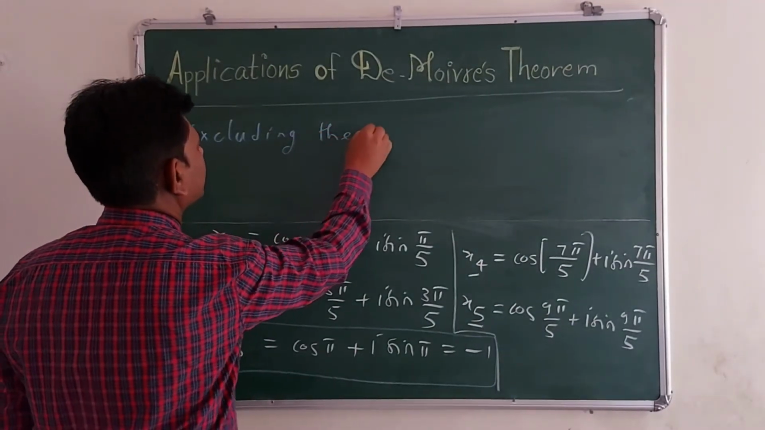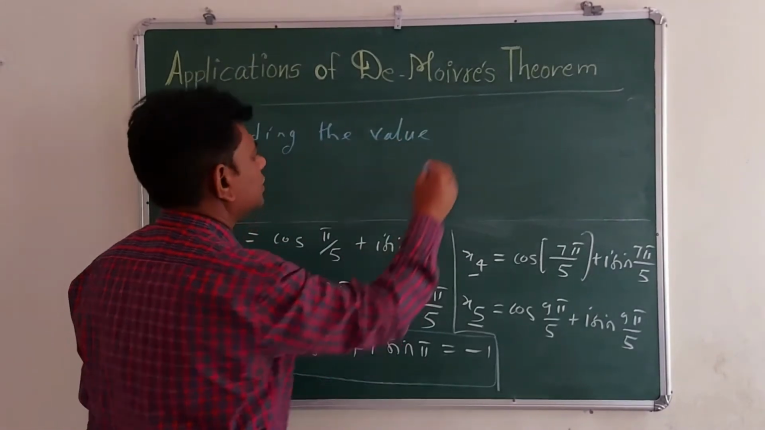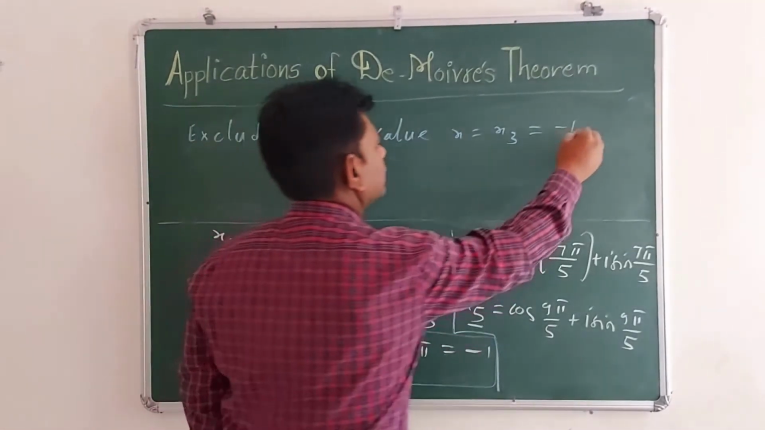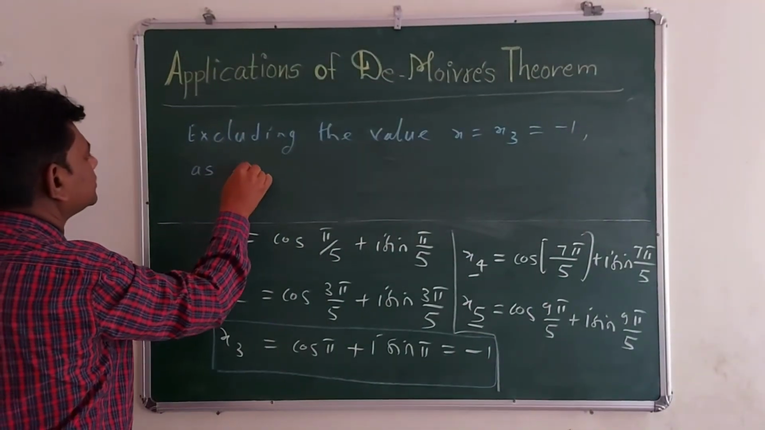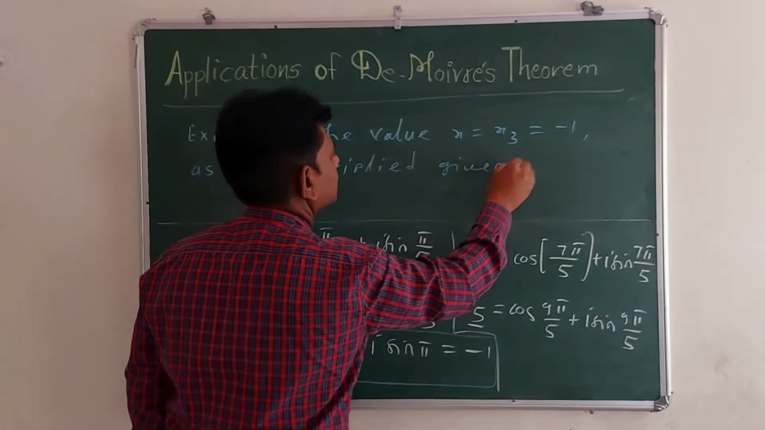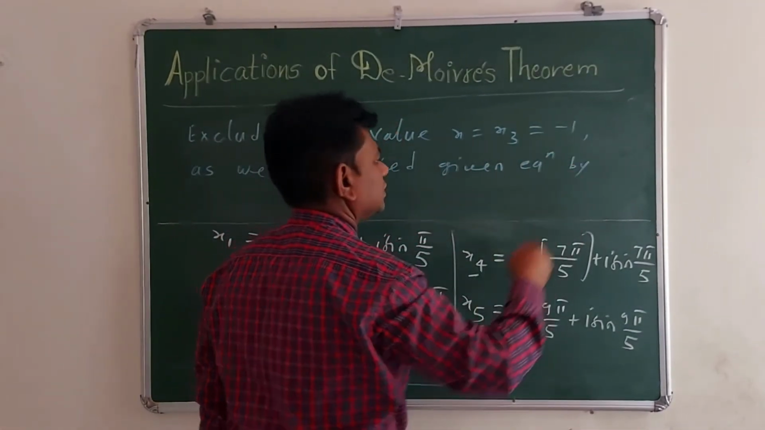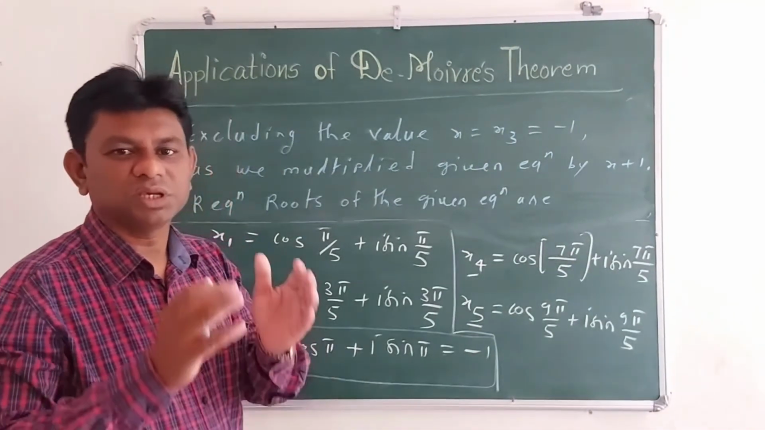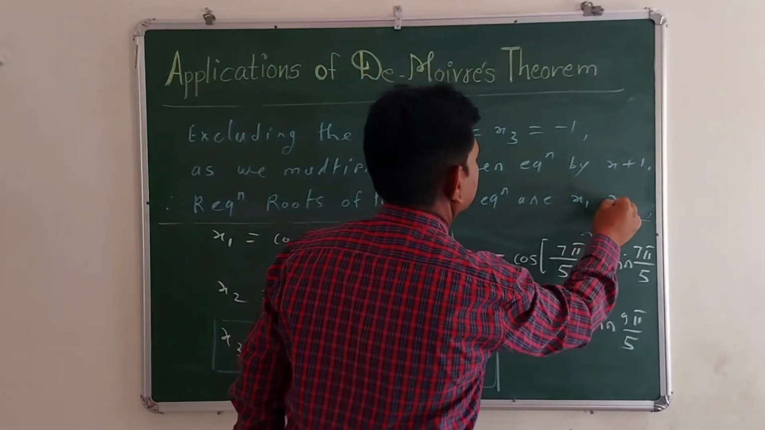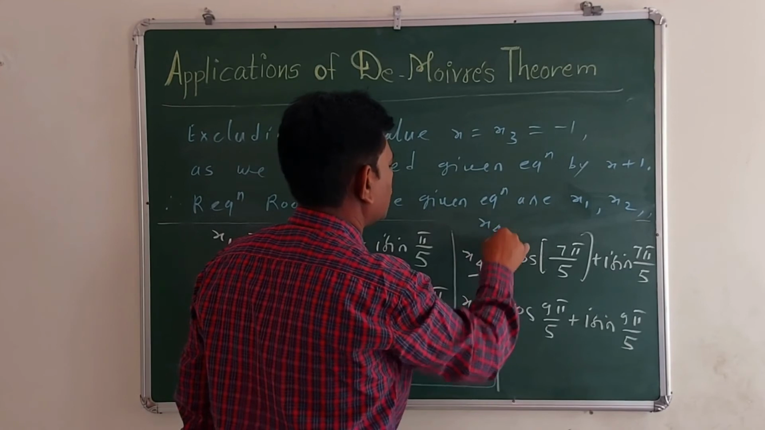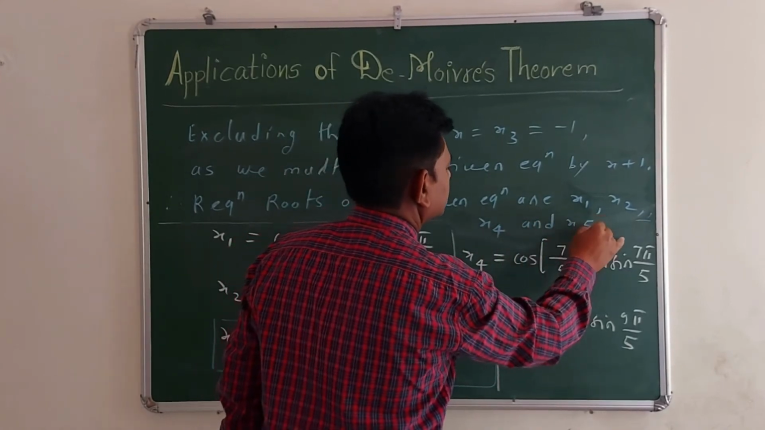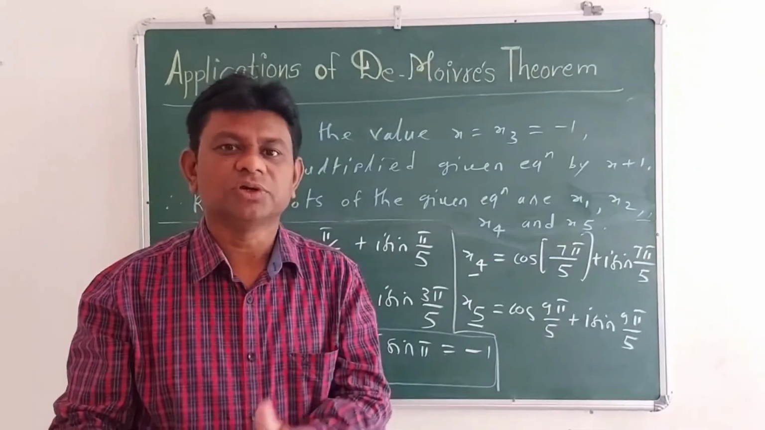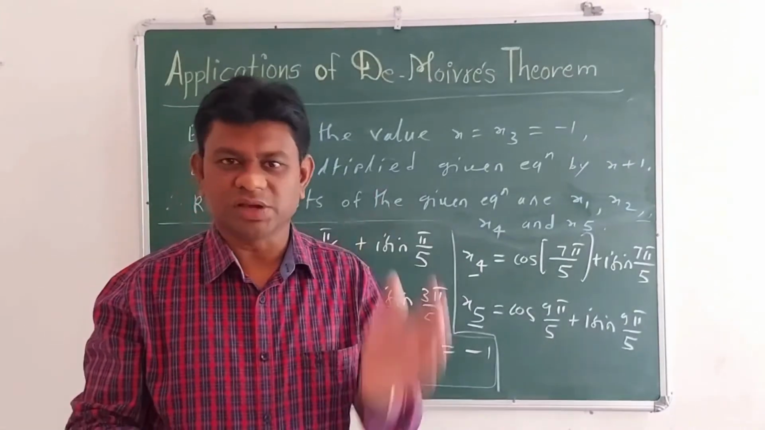excluding the value x3 is equal to minus 1, because as we multiply given equation by the factor x plus 1, therefore required roots of the given equation are x1, x2, x4 and x5. Therefore x1, x2, x4 and x5 be the required roots of the given equation.